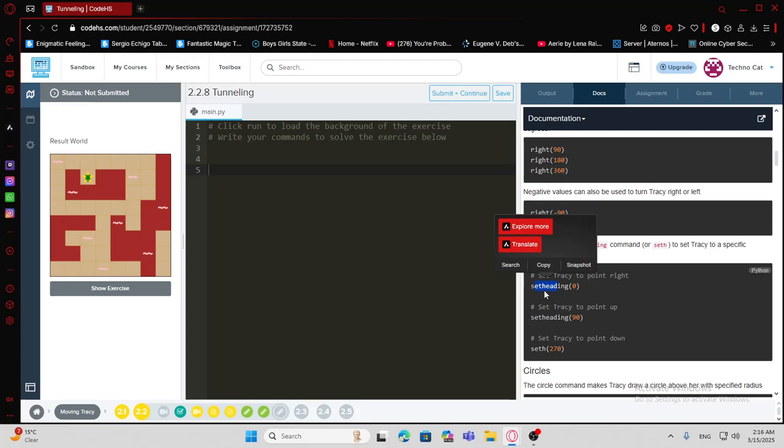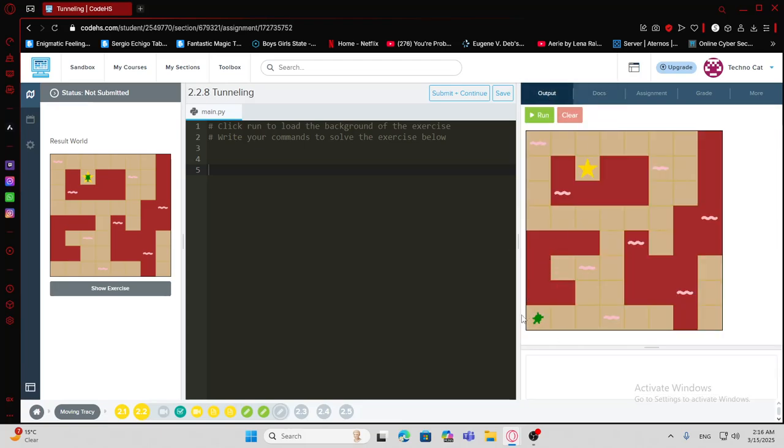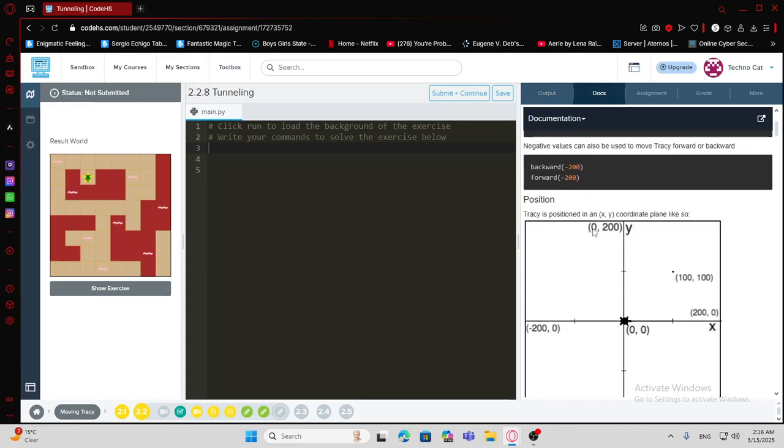I'm assuming this sets Tracy to face a specific way regardless of where she's looking. So if we tried to do this on a case by case basis, you'd be stuck rewriting the first part of your code just to have Tracy look in the right direction. So yeah. Okay. So we're going to use this.